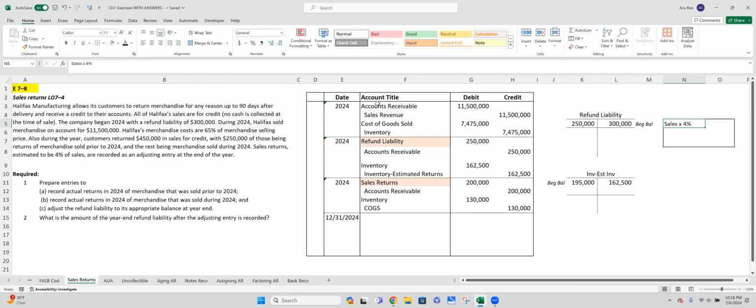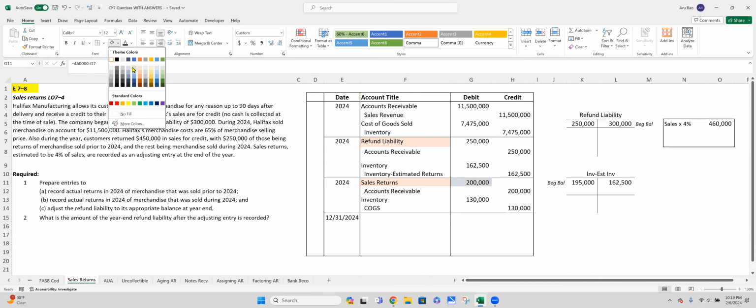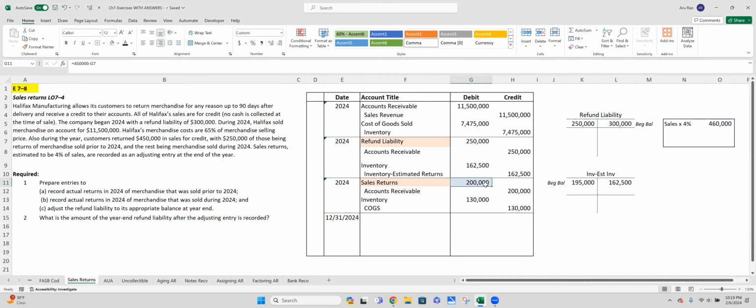4% of sales. Sales is $11.5 million. 4% of that number we expect will come back. Okay, how much of that has already come back? Here, this number, it's already come back over here, the 200. So I don't need to worry about that. The sales return, let me highlight this over here. Sales return of 200 has already come back, so I don't need to worry about that.